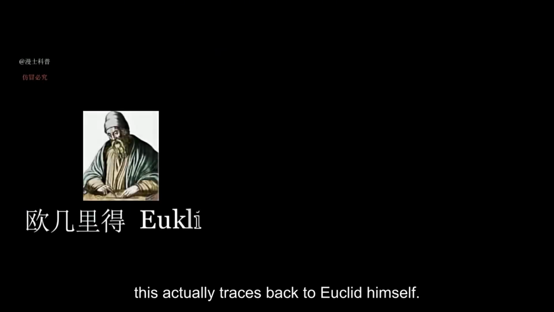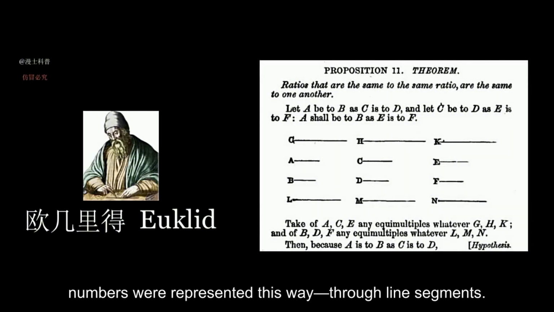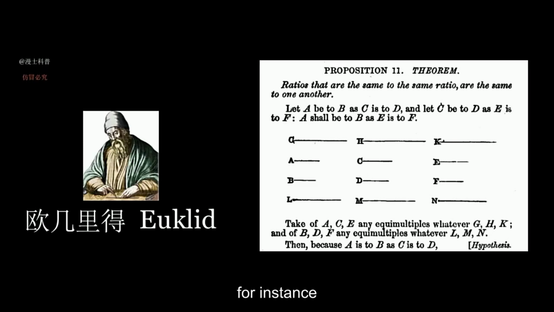This actually traces back to Euclid himself. Even in his foundational masterwork treatise, Elements, numbers were represented this way through line segments. Take, for instance, the theorem you see here. If the ratio of a to b equals that of c to d, and c to d equals 1 to f, then a to b must also equal 1 to f. That's all there is to it.